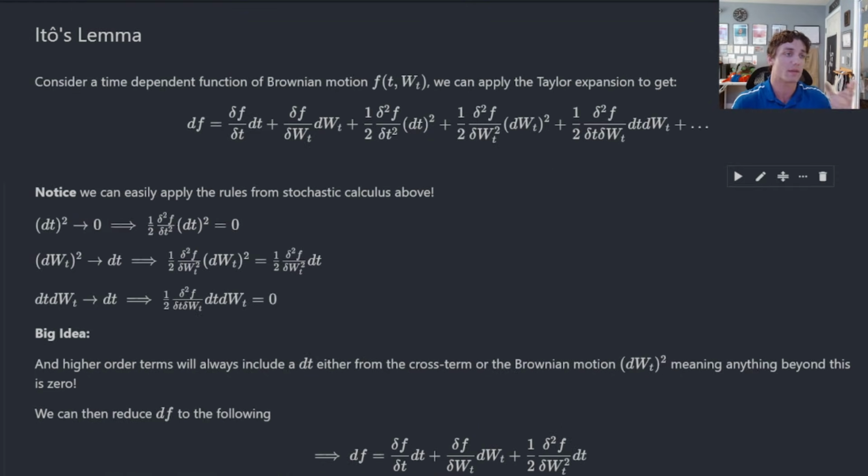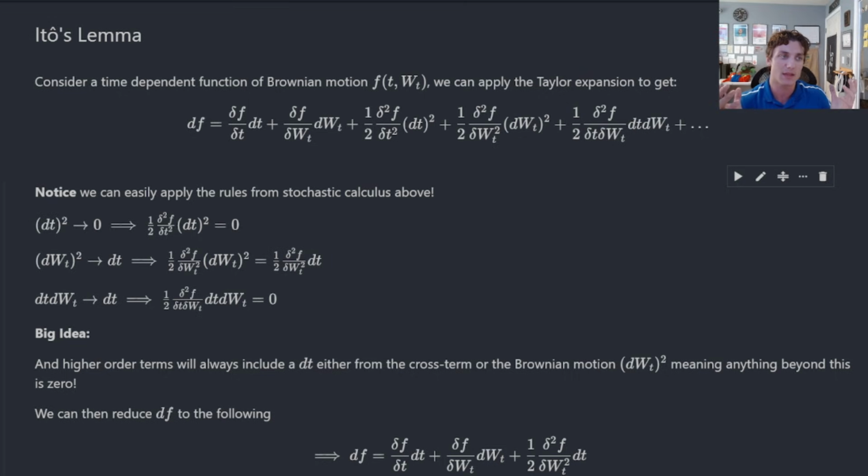Using the idea of traditional calculus and the Taylor series expansion, we saw what happened to higher order differentials in the context of the derivative. They all dropped out. From stochastic calculus, we see that that's not necessarily the case. We saw that dW_t squared term, that differential of the Brownian motion squared, go to dt.